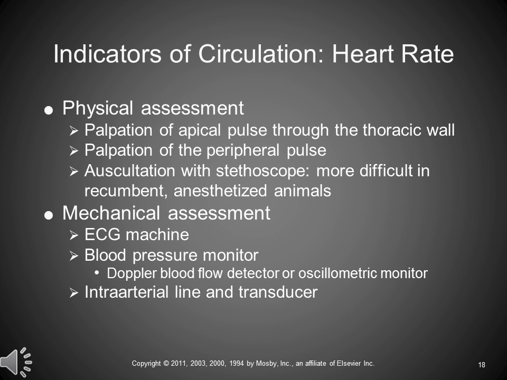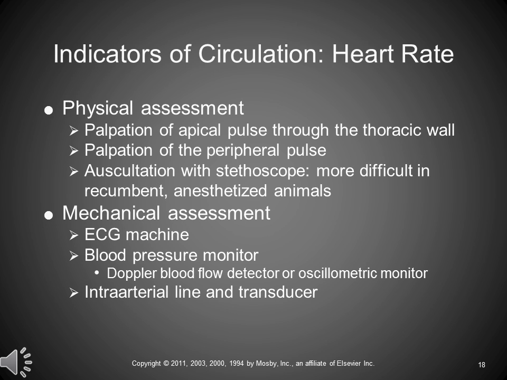Indicators of circulation. We'll go through these in some detail. Heart rate. We can assess these physically, i.e. you do it by palpation of the apical pulse through the thoracic wall. Put your hand across the chest. Do you feel a heartbeat? Palpation of the peripheral pulse. Femoral artery. In large animals, there are other places we can do it, like the submaxillary artery. Find an artery, feel a pulse.